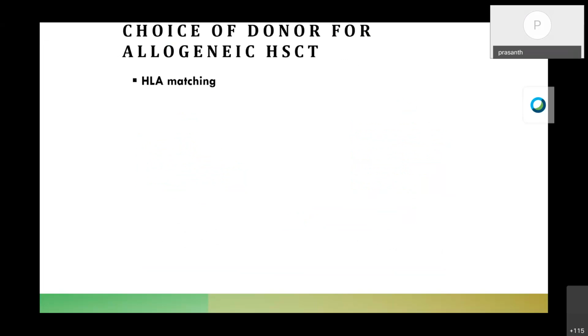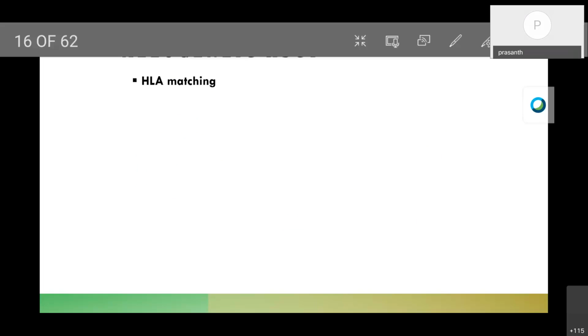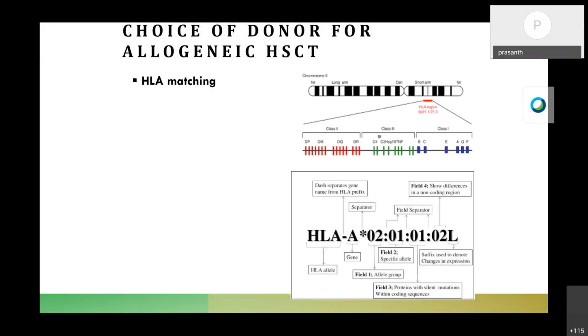So how do you choose the donor for an allogeneic stem cell transplantation? The most important thing is the HLA matching. As you know, the human leukocyte antigen is a series of genes which are present in the short arm of chromosome 6. And we have the class 1, class 2, and class 3. So we have a very stringent process of matching when we are planning a stem cell transplantation.